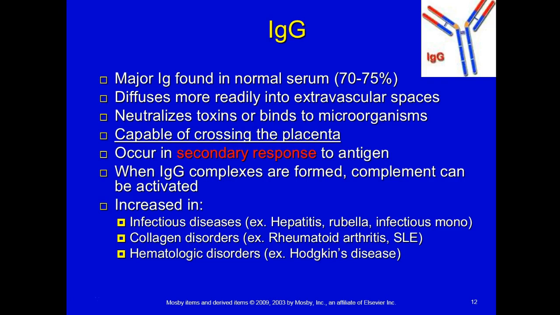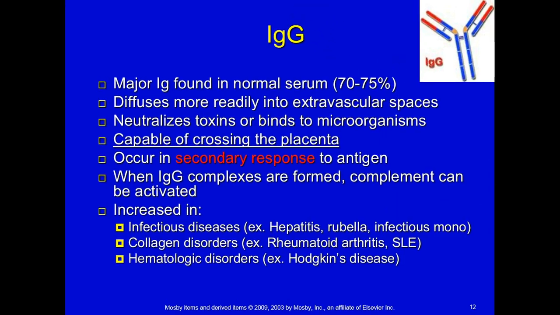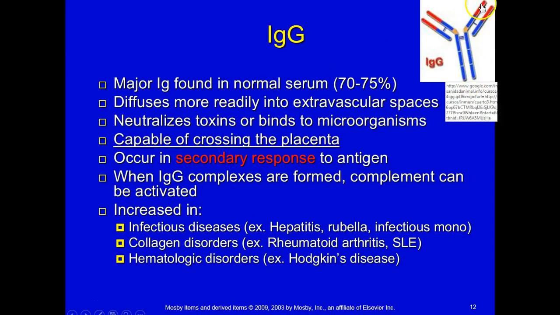First one's IgG. This is the most common. It's the major immunoglobulin found in the serum. About 70 to 75% of all immunoglobulin consists of IgG. Now, if you look at the top right-hand corner here, we have a molecule of IgG. It looks like the one that I just showed you 2 slides ago.